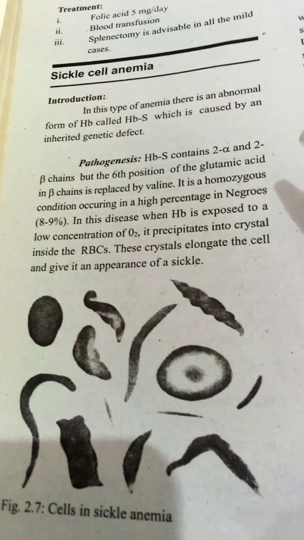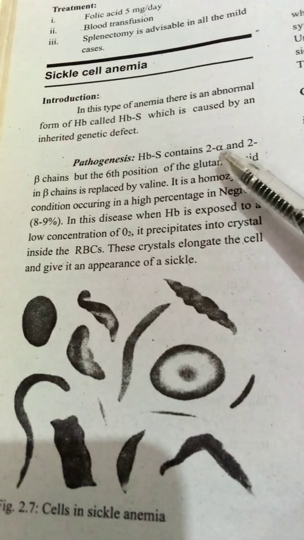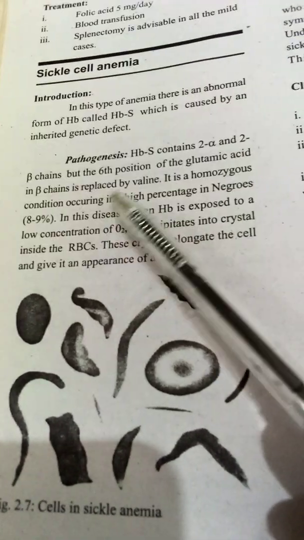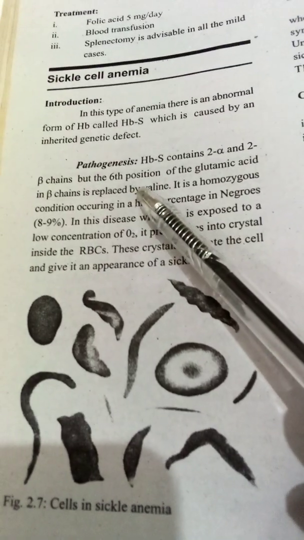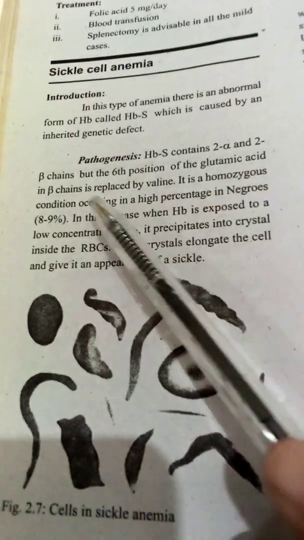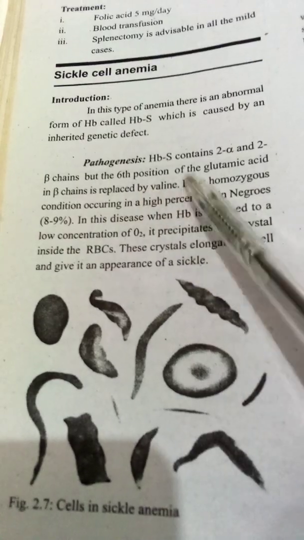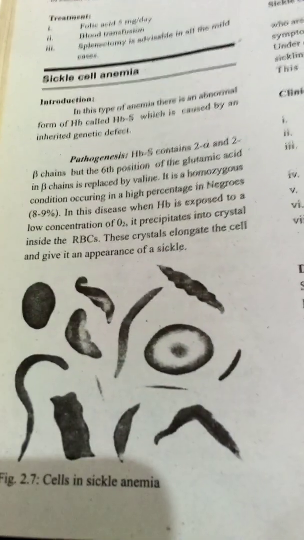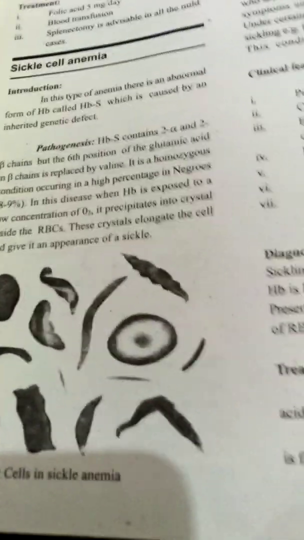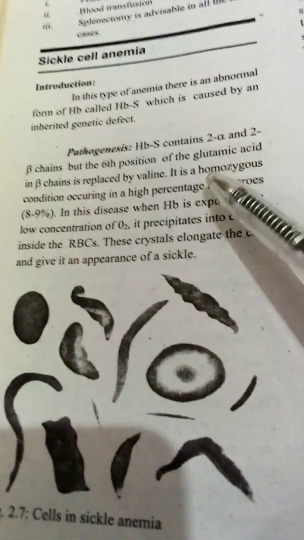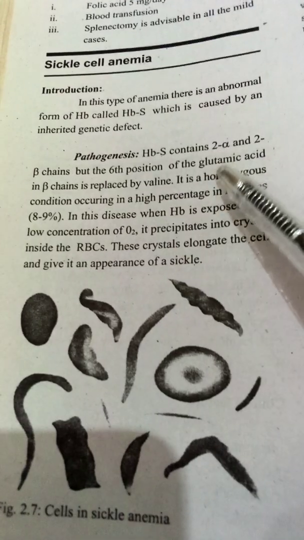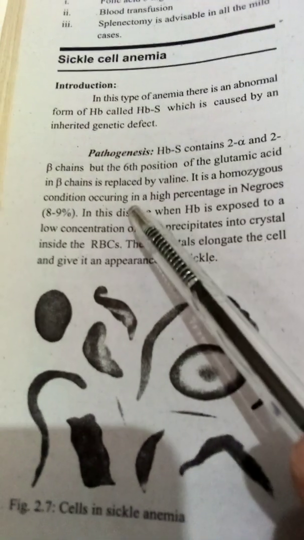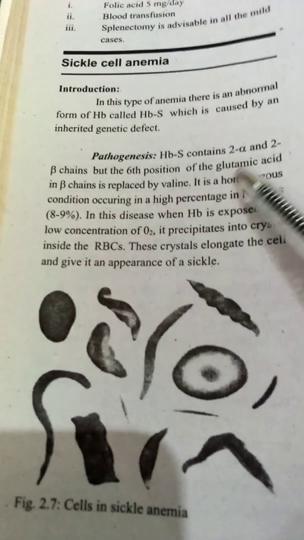First of all, there are 2 chains of hemoglobin, 2 alpha chains and 2 beta chains, and at the 6th position, the glutamic acid in the beta chains is replaced by valine. There is a basic change in the molecule of hemoglobin. Previously there was glutamic acid and then it is replaced by valine. These are the amino acids.